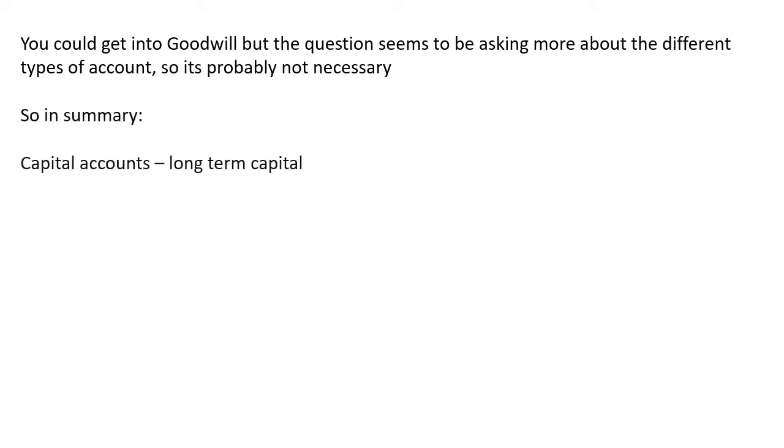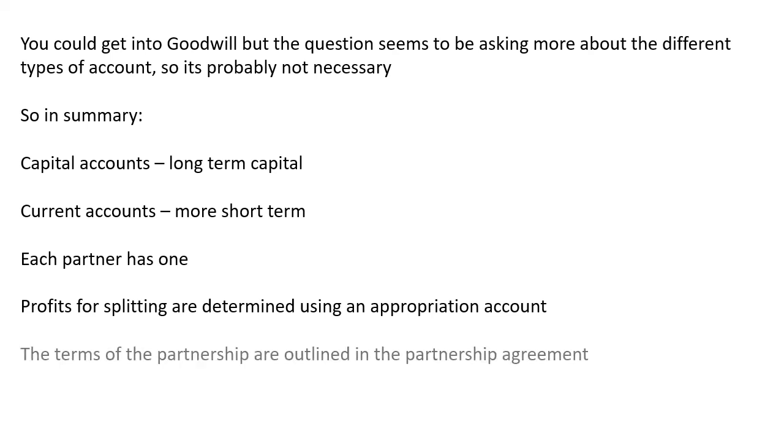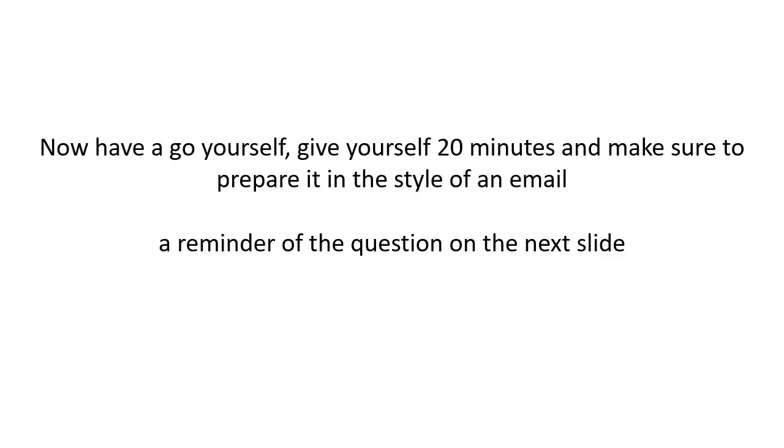So in summary, capital accounts, long-term capital. Current accounts, more short-term, drawings and profit. Each partner has one. Profits for splitting are determined using an appropriation account. The terms of the partnership are outlined in the partnership agreement, which is a legal document. Now, have a go yourself, give yourself 20 minutes, and make sure to prepare it in the style of an email. A reminder of the question is on the next slide.